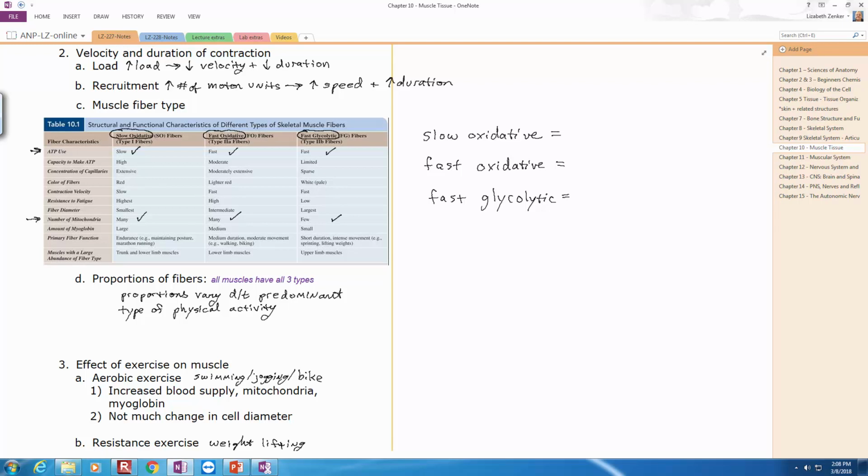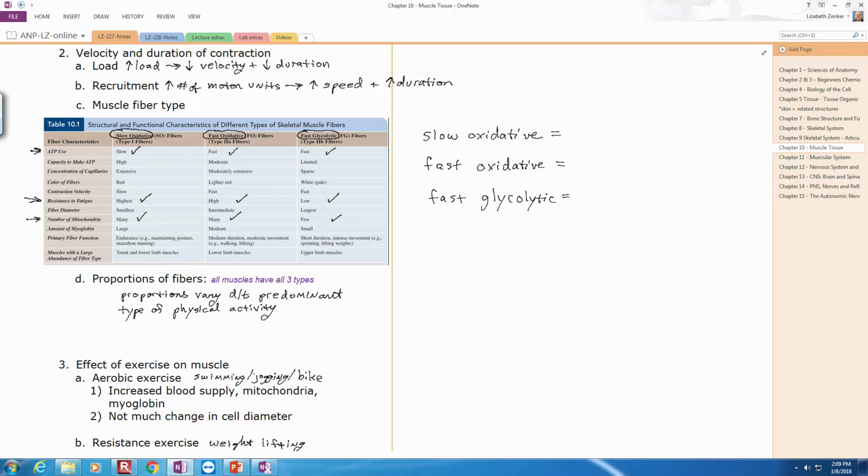As far as ATP use, that also has to do with your resistance to fatigue, right? Where's our resistance to fatigue? Right here. If you're burning through your ATP slowly, you're not going to fatigue as fast, right? So that makes sense. If you're fast oxidative, you'll burn through it a little bit faster, so you'll fatigue a bit faster. And with the fast glycolytic, you're burning through it so fast, you don't have any resistance to fatigue. You're going to feel fatigue. That's why it says low resistance to fatigue. Okay? So those all make sense.